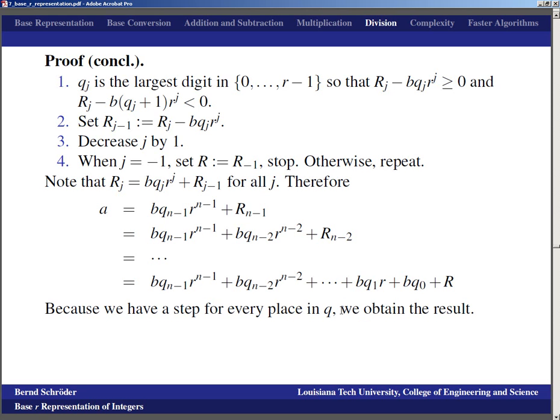And because we have a step, okay, so now first of all, that shows that this is the right result, because we started with q satisfying exactly this equation here. And now because we have a step for every place in q, we obtain that the number of steps really depends on the number of places that the quotient has here.